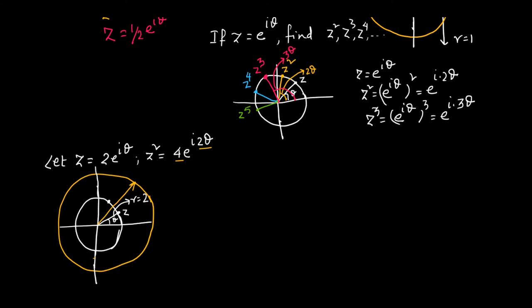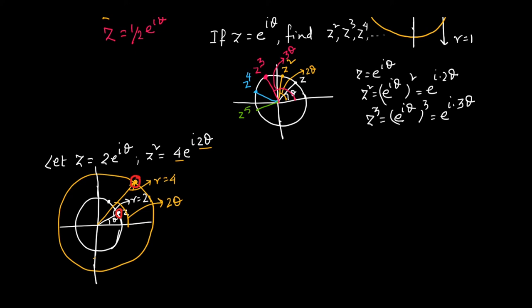This is looking like a chapati that I can make. Pathetic circle. Anyway, try to understand the concept. So again, here this radius is 4, and the angle will be 2 theta. If this angle is theta, and I consider this angle to be 2 theta, then earlier this was your z, and now this is your z square.